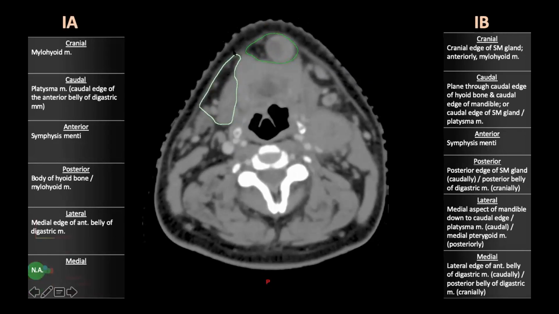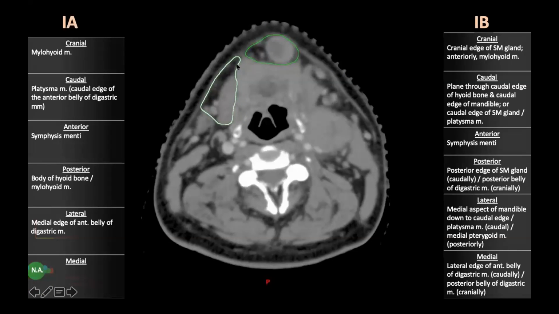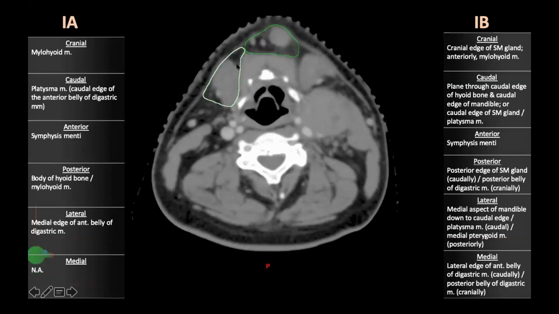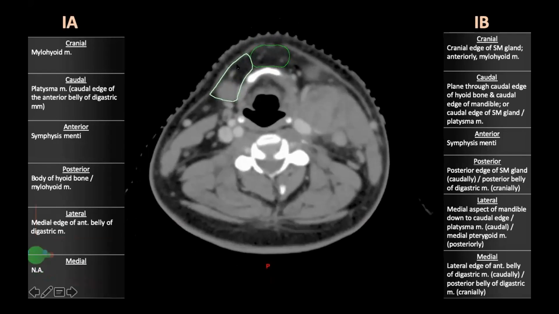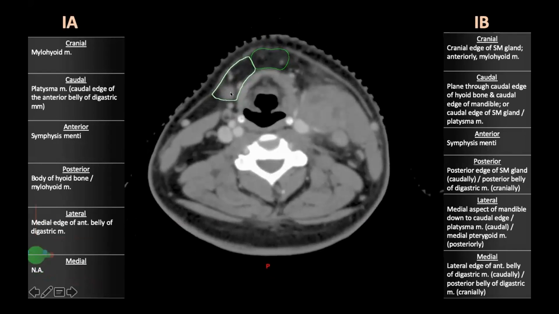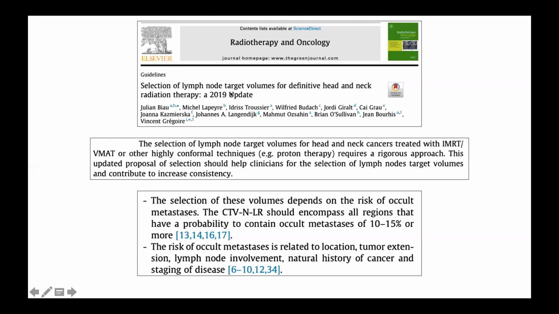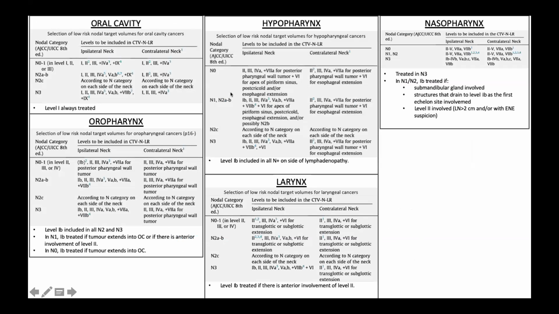So as you go down again, make sure you include the submandibular gland and exclude the extrinsic muscles of the tongue. Laterally include all the way up to the platysma and anteriorly restrict to the anterior belly of the digastric. So till I see the submandibular gland, I'll contour the submandibular group of lymph nodes. So till here is my submental and submandibular group of lymph nodes. So we'll see when to treat them in oral cavity, because the risk of involvement is very high.